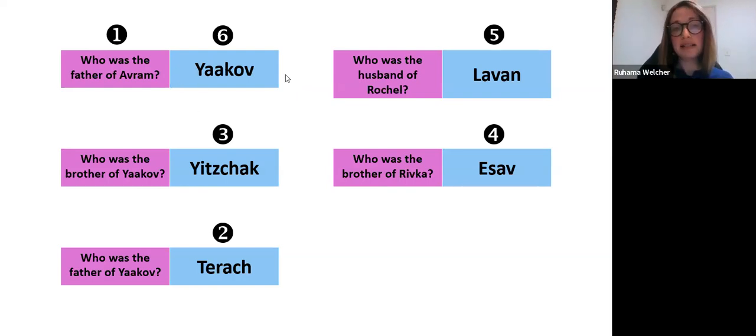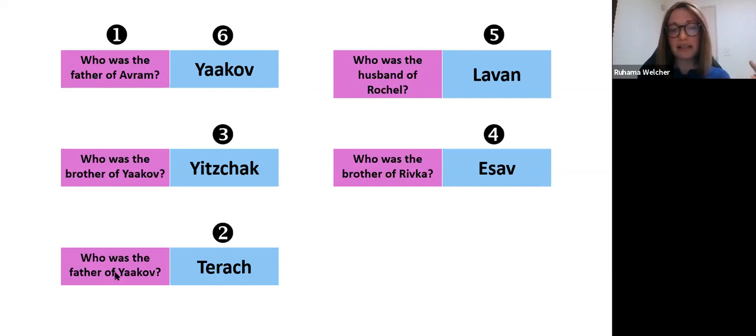And on the other side, it's Yaakov, which is not the right answer, right? Every child has a question and an answer. So what happens is you begin with one child. She reads out her question, who was the father of Avram? The child who has Terach as their answer says, hey, that's me, Terach. They then read out their question, who was the father of Yaakov?